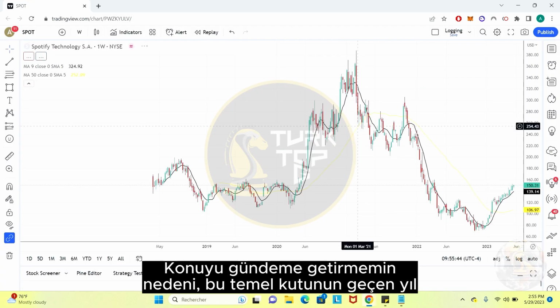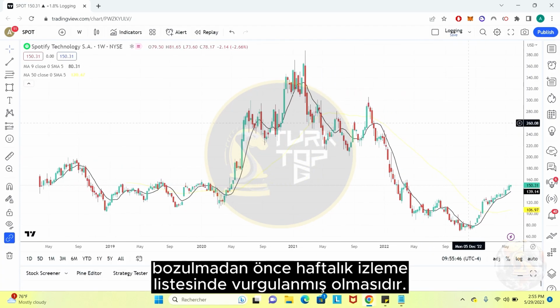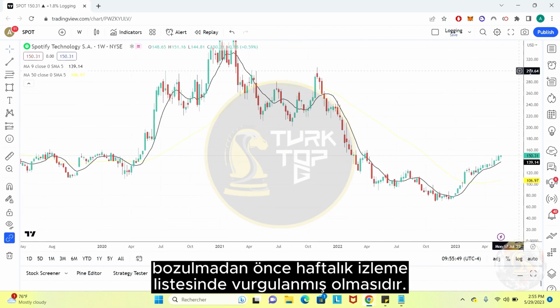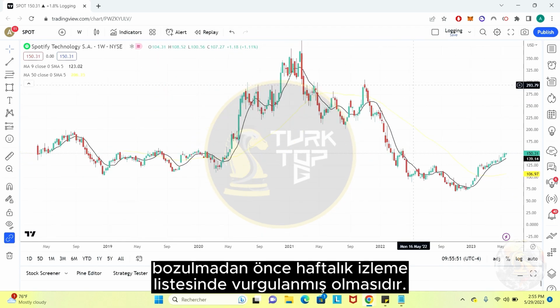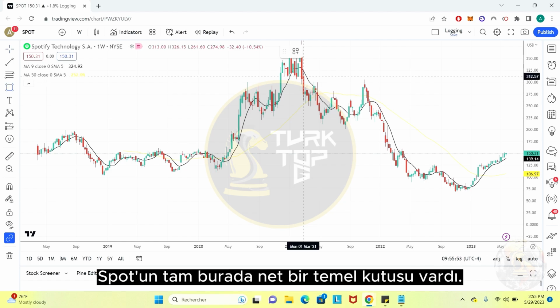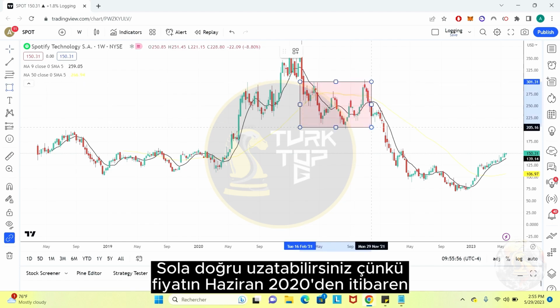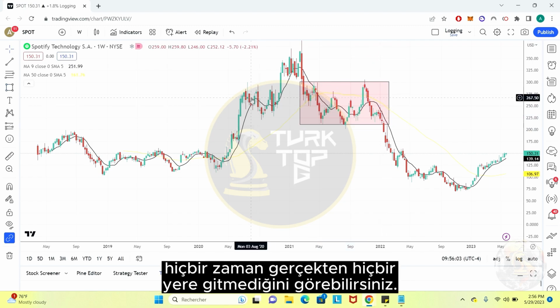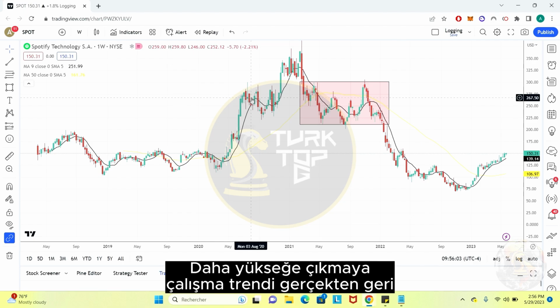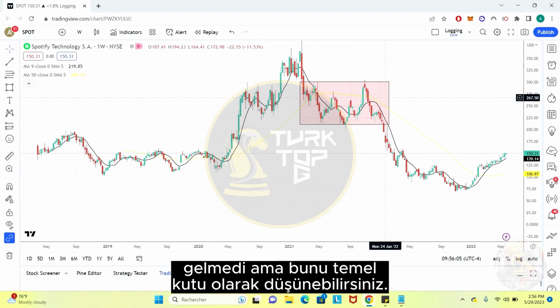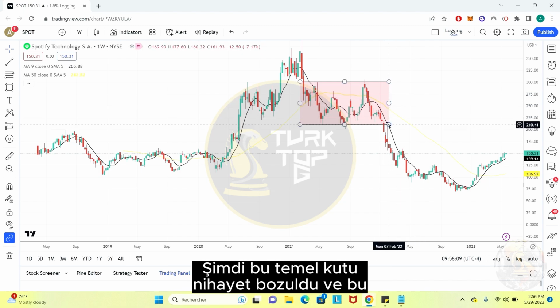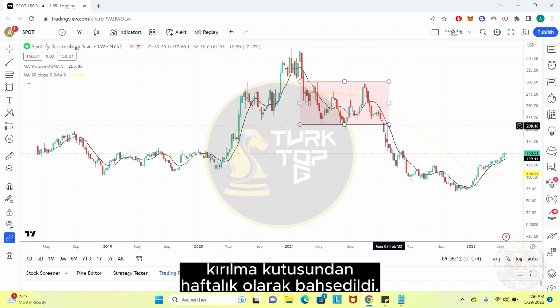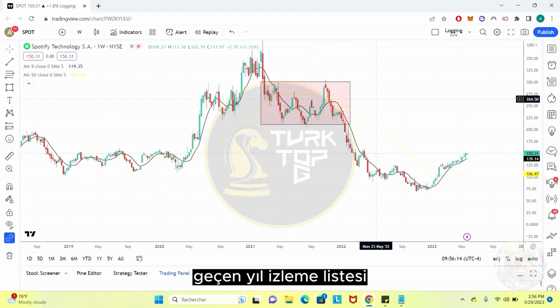Spot. The reason I'm bringing up Spot is because this base box was highlighted in a weekly watch list last year before it broke down. So Spot had a clear base box right here. You can extend it towards the left because you can see price never really went anywhere in time, all the way starting June 2020. It tried to break higher, did not really trend, came back. But you can think of this as the base box. Now this base box finally broke down, and it was mentioned in a weekly watch list last year.